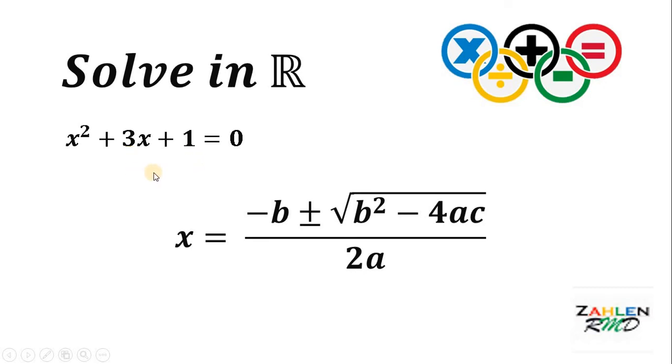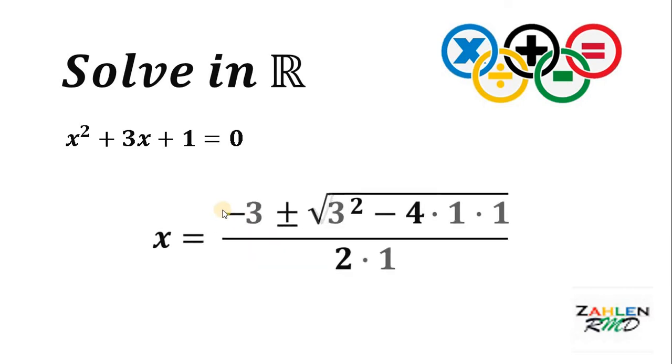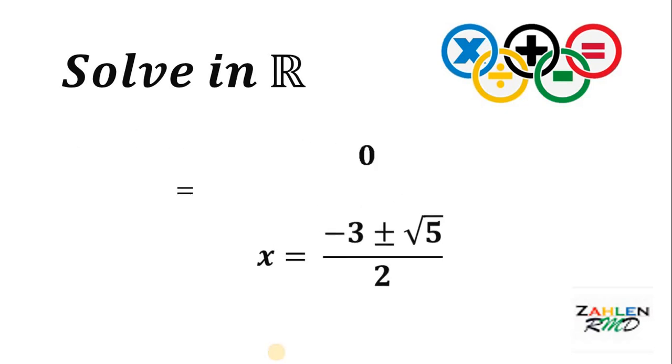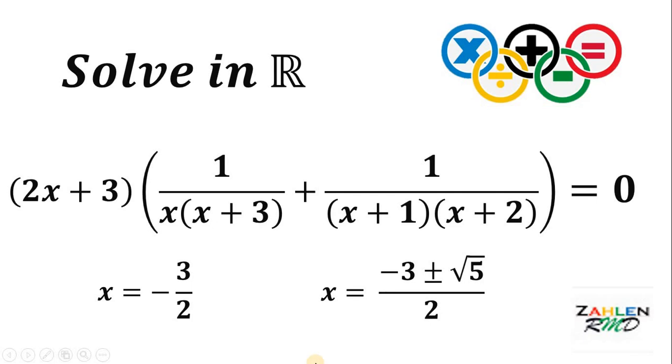Now, substitute all the given values into the quadratic formula, and we have negative 3 plus or minus square root of 3 squared minus 4 times 1 times 1 all over 2 times 1. Now, simplify. 3 squared minus 4 will give us 5. Therefore, x must be equal to negative 3 plus or minus square root of 5 all over 2. So we have two possible values for x. We have negative 3 plus square root of 5 over 2 and negative 3 minus square root of 5 all over 2. Therefore, we found another two real solutions to our equation.